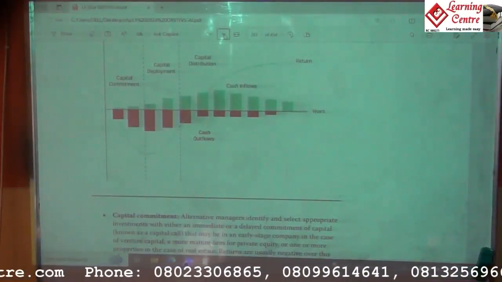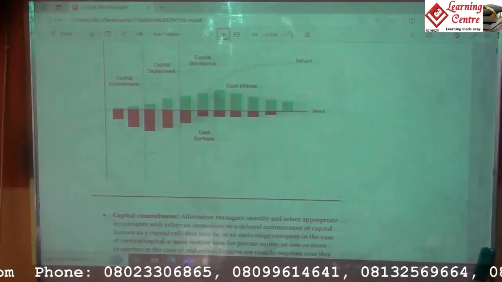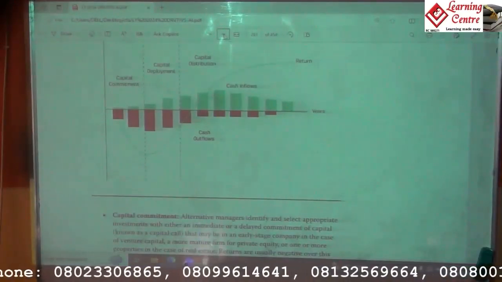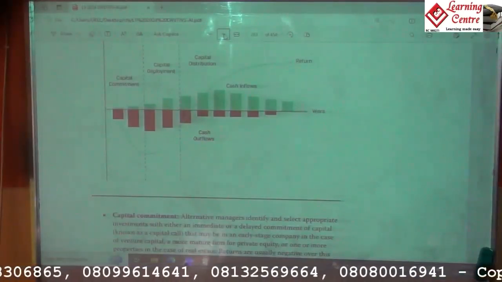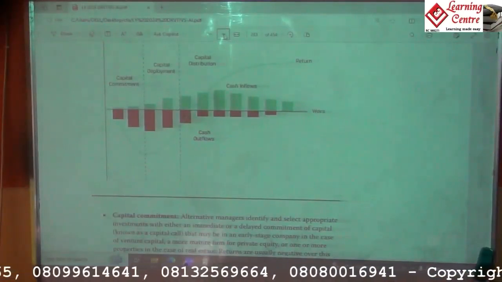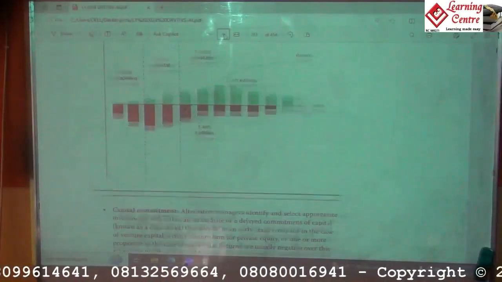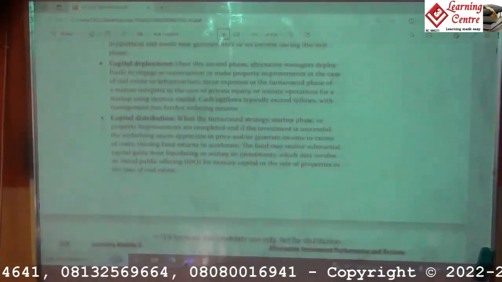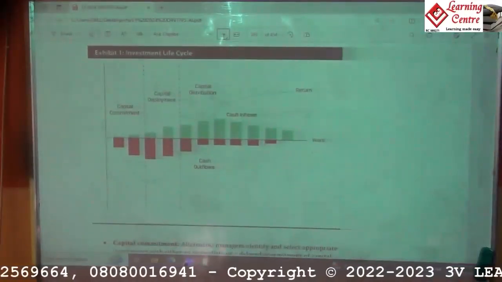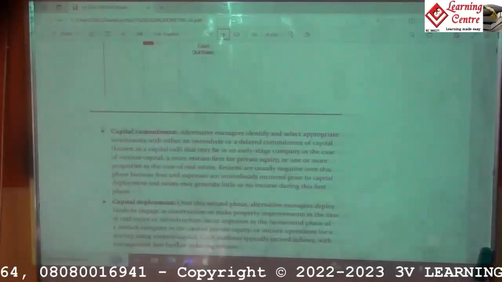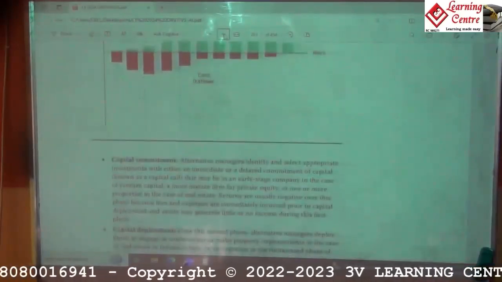There's something we call the J-curve. You can see the J, the way it is going. It is coming below the line first, before it starts coming up, and the return is now very okay. So there are 3 stages in a J-curve. One of them is capital commitment.